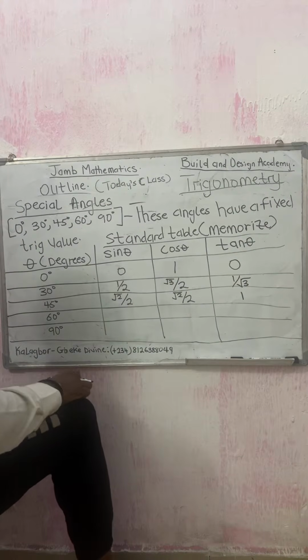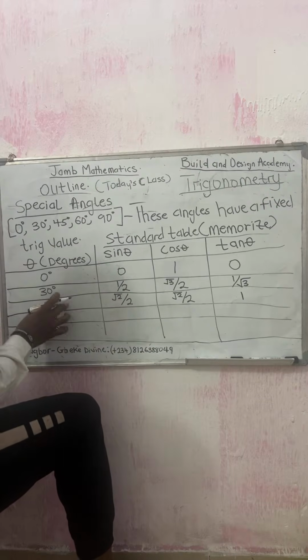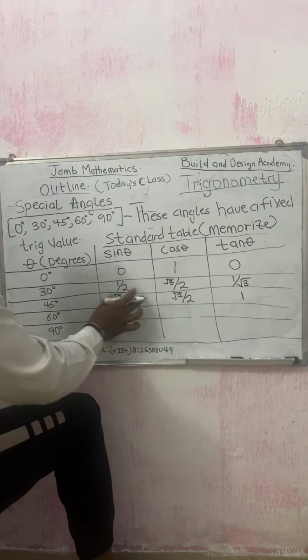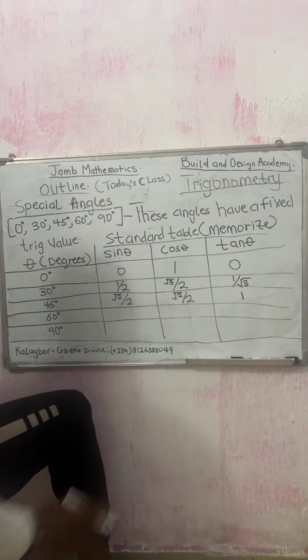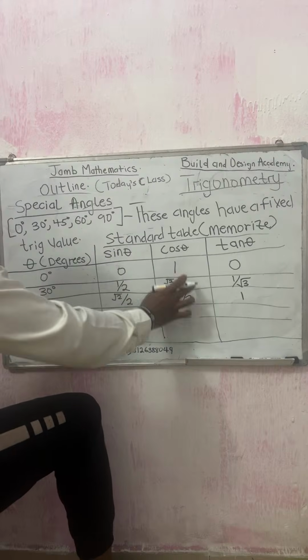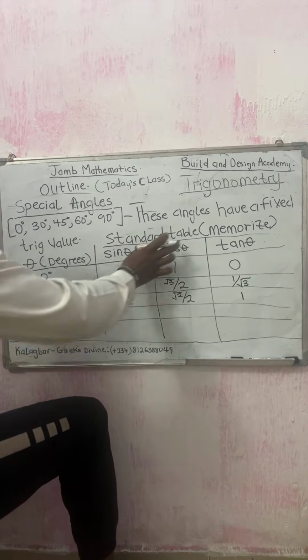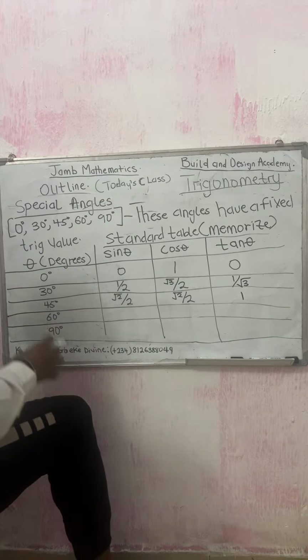So the logic is, once you know sine theta and cos theta, sine over cos will always give you tan. So you just need to memorize the sine and cos. To get tan theta will simply be sine over cos. You will not stress. So let's go.